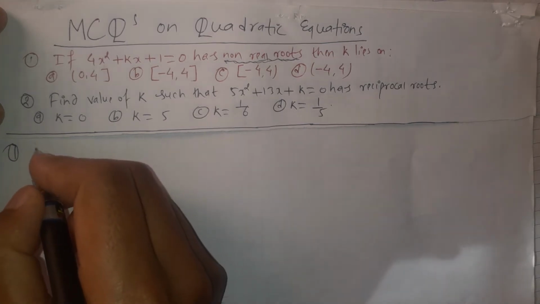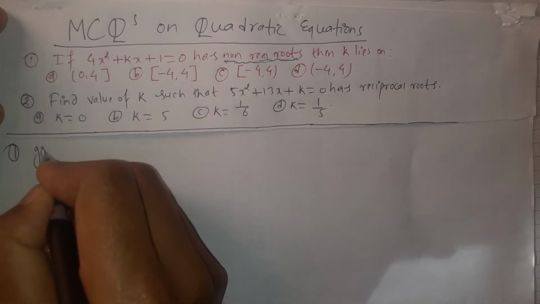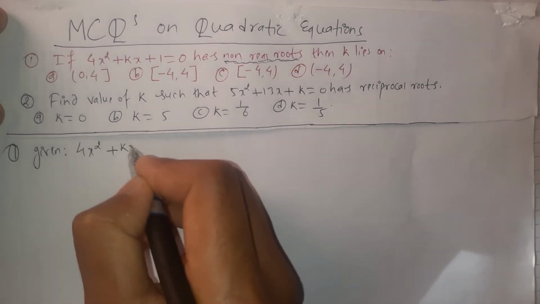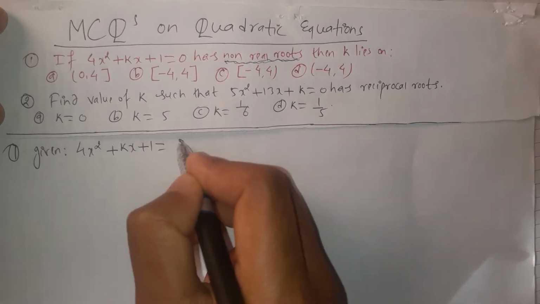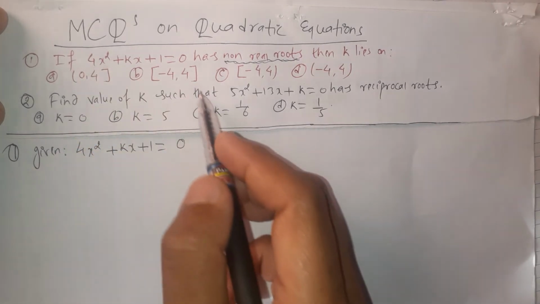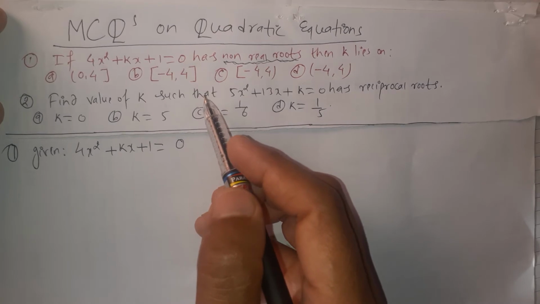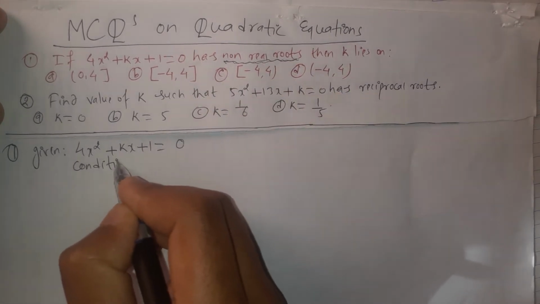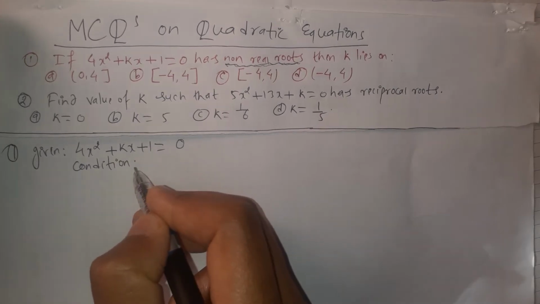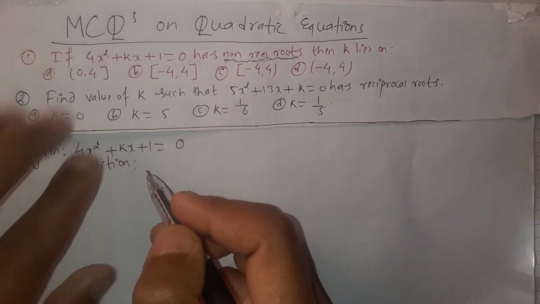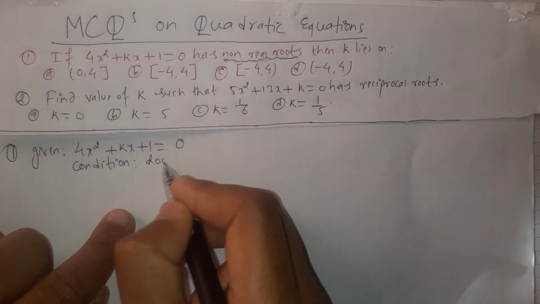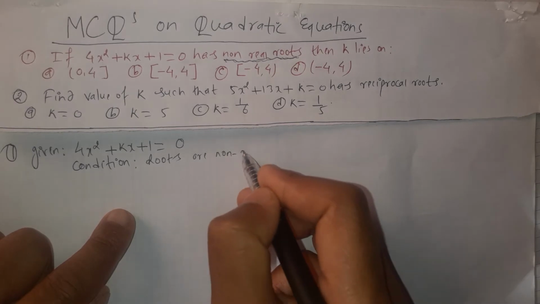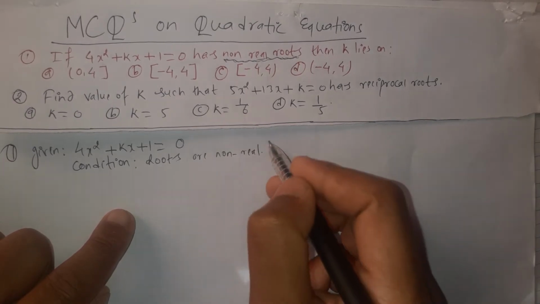In the first question, the given equation is 4x square plus kx plus 1 is equal to 0. This is the given question, and here the condition is the roots are non-real, that means imaginary.